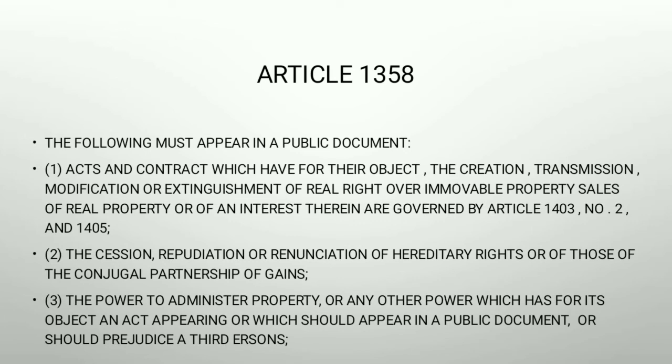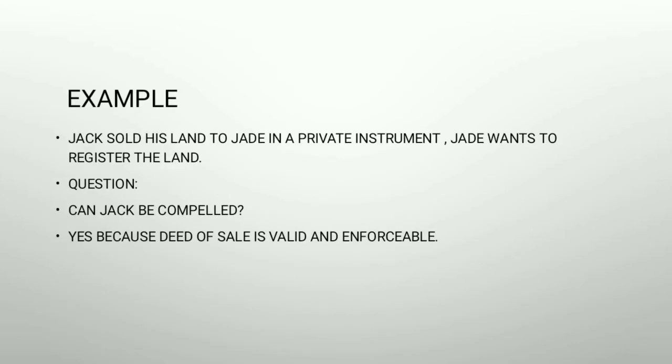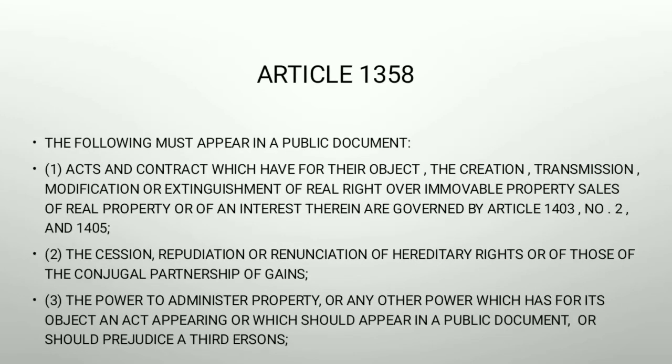Now, let's proceed to Article 1358. Dito naman makikita kung ano ba yung dapat mag-appear sa public document. Una, acts and contracts which have for their object the creation, transmission, modification, or extinguishment of real rights over immovable property; sales of real property or of an interest therein are governed by Article 1403. Yung example ko kanina, Jack sold his land to Jade in a private instrument, Jade wants to register the land. Dapat yung deed of sale ay mag-appear sa public instrument.